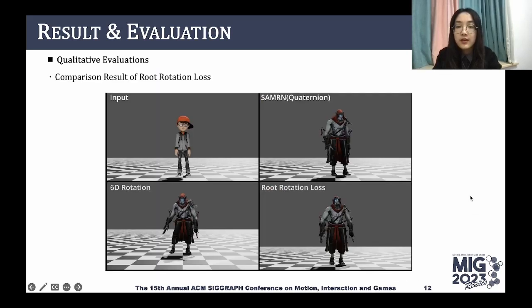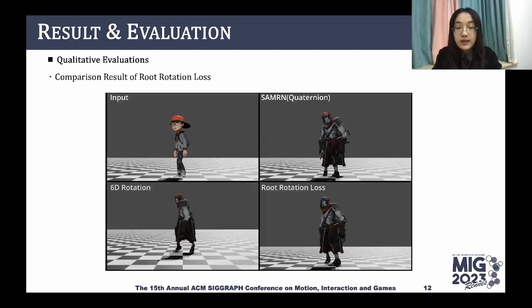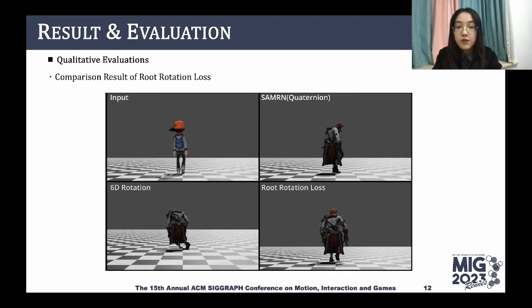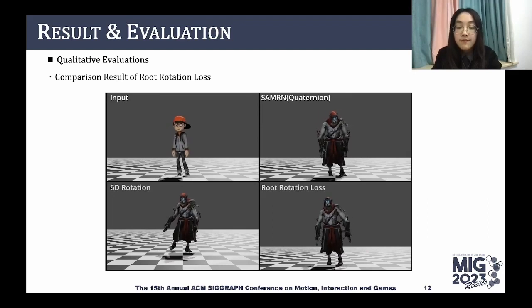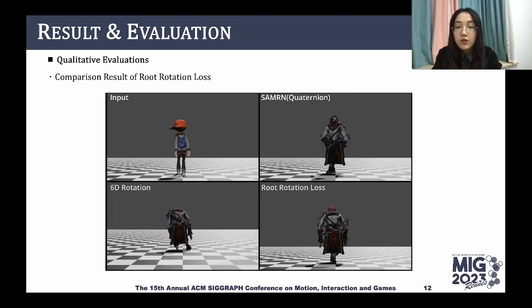Let's dive into the impact of our solution to the rotation problem. The results clearly demonstrate that our root rotation loss effectively generated the correct rotations.